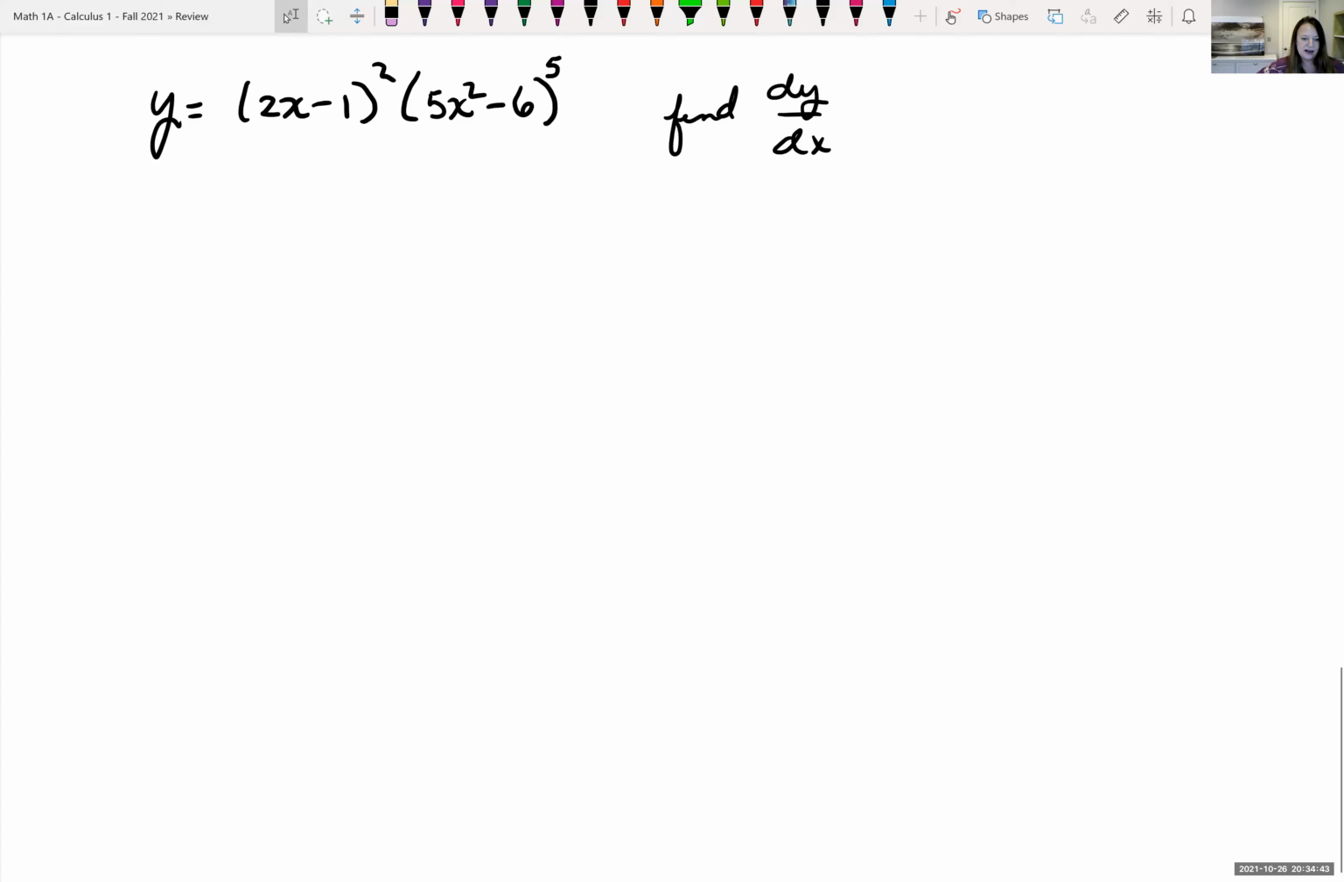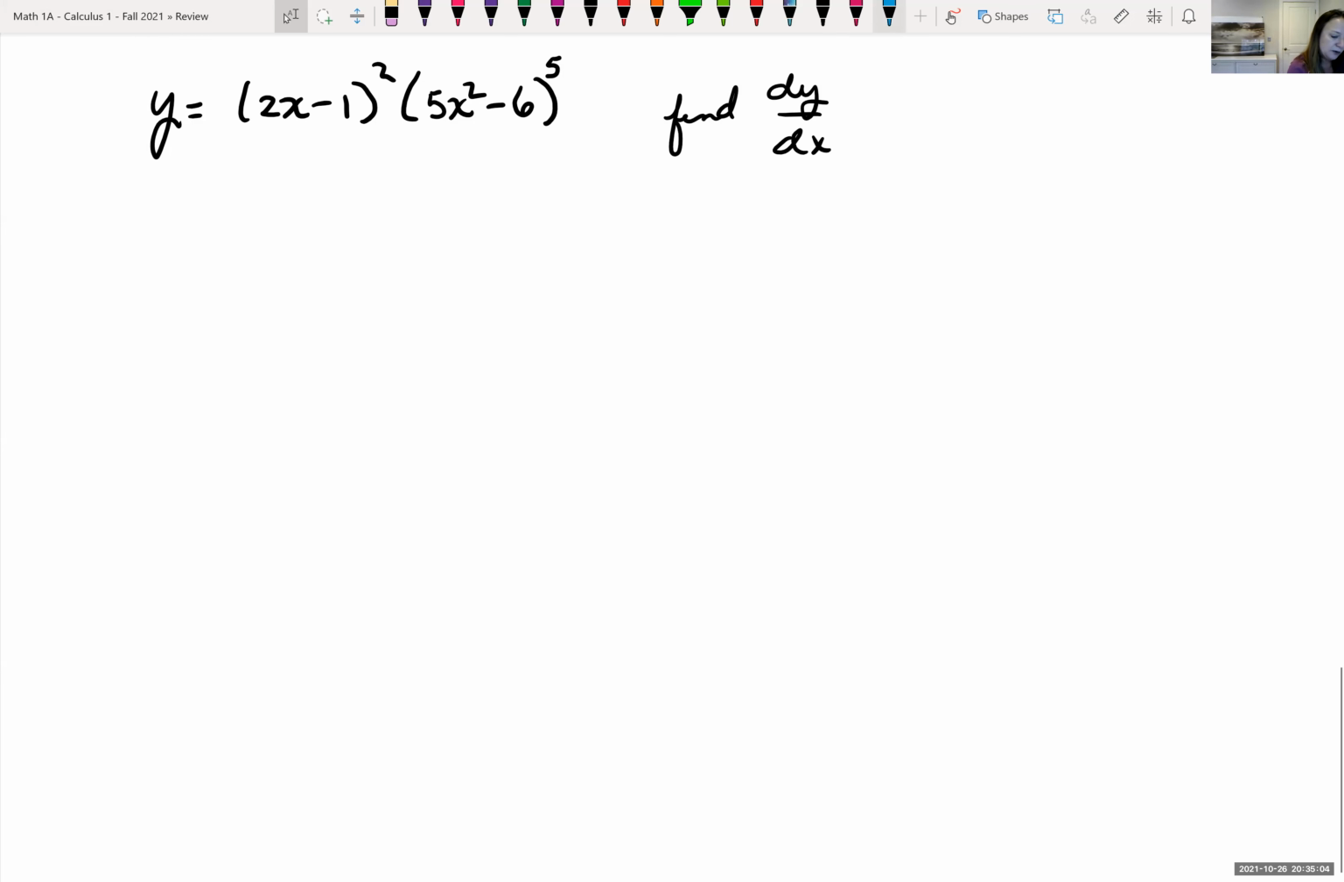Okay, so for our next example, we have y is equal to 2x minus 1 quantity squared, and that's multiplied by the quantity 5x squared minus 6, that quantity raised to the 5th power. So this is where we would not want to take the time to expand this whole thing out. And so we would use the product rule and the chain rule all together.